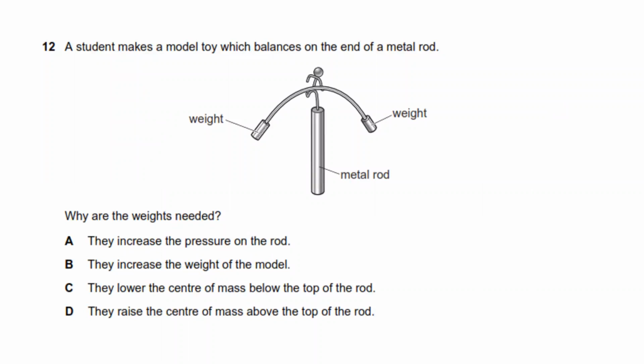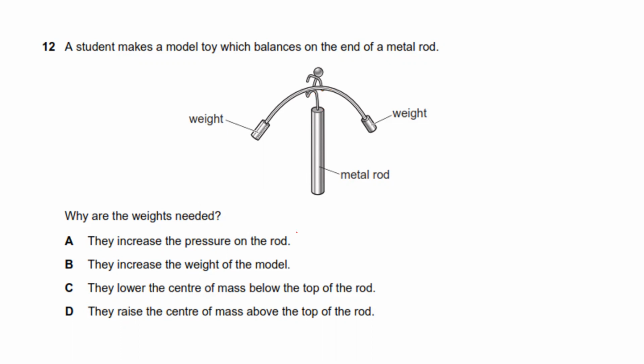Question 12. A student makes a model toy which balances on the end of a metal rod. Why are the weights needed? So these weights are basically counterweights in order to balance this rod, and these weights basically move the center of gravity down towards the metal rod. The lower the center of gravity, or the lower the center of mass, the more stable or more balanced the rod will be.